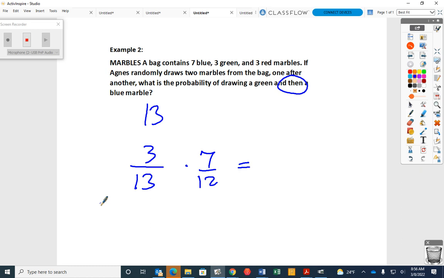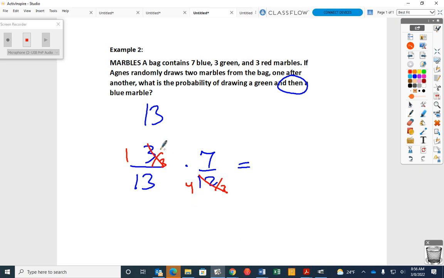Cross cancel. I cannot cancel anything with 7 and 13. But does something go into both 3 and 12? Yes, 3. 3 goes into 3 once, and 12 divided by 3 is 4.